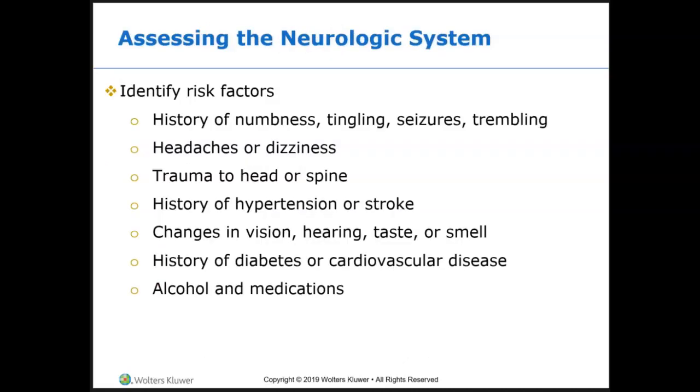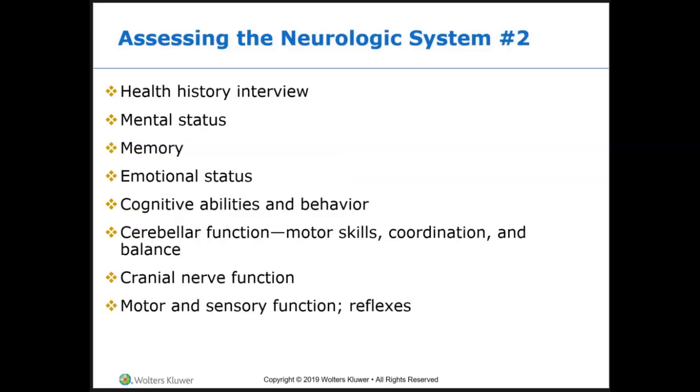Assessing the neurological system. So we're going to look for risk factors like, does the patient have a history of numbness, tingling, seizures, trembling, headaches, dizziness, trauma to the head or spine, history of hypertension, history of stroke? Do they have any changes in their vision? Changes in hearing, changes in taste or smell? Do they have a history of diabetes or cardiovascular disease, or alcohol or medications that could cause changes, right?